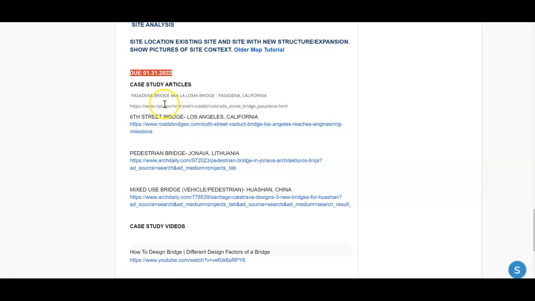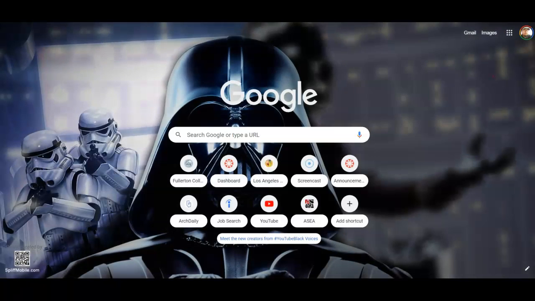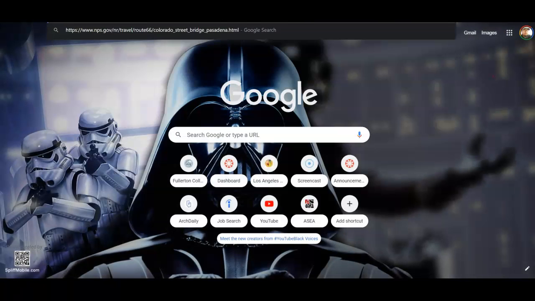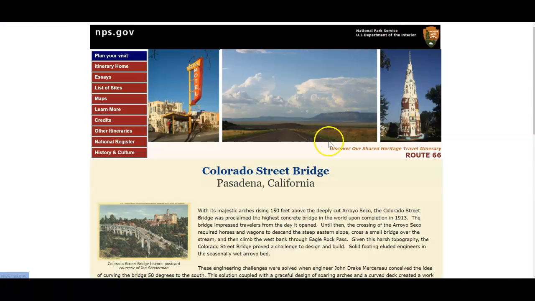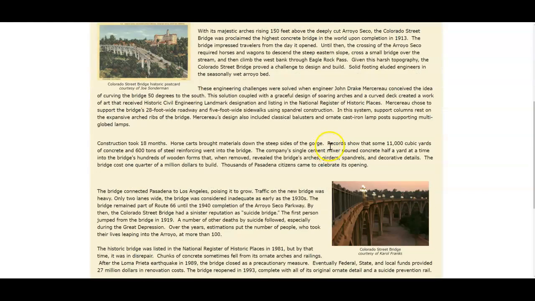All right, I went ahead and posted up the Pasadena Bridge article. Here it is. We'll go ahead and look at it and make sure that we are looking at the same information. And so here we go.